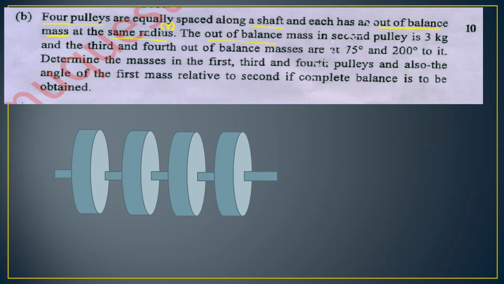The out of balance mass in the second pulley is 3 kg, and the third and fourth out of balance masses are at 75 degree and 200 degree with respect to the second pulley. Okay, determine the masses in the first, third and fourth pulley, and also the angle of the first mass relative to the second if the complete balance is to be obtained. Okay, so this is the actual diagram.